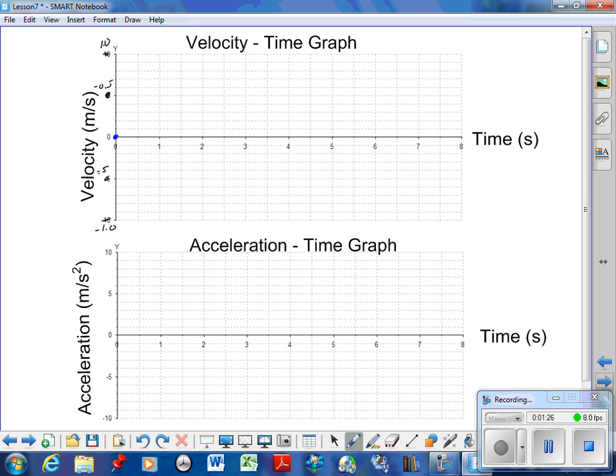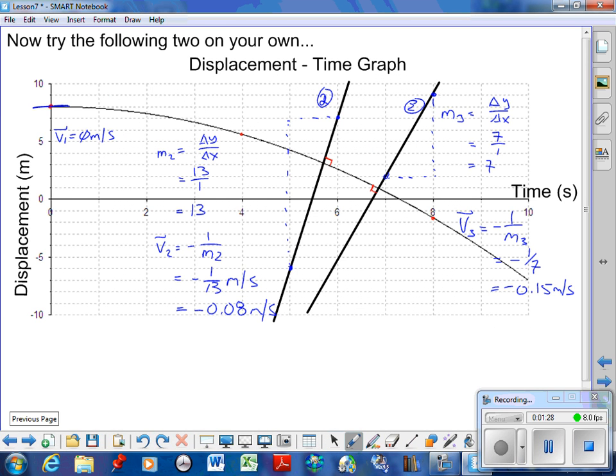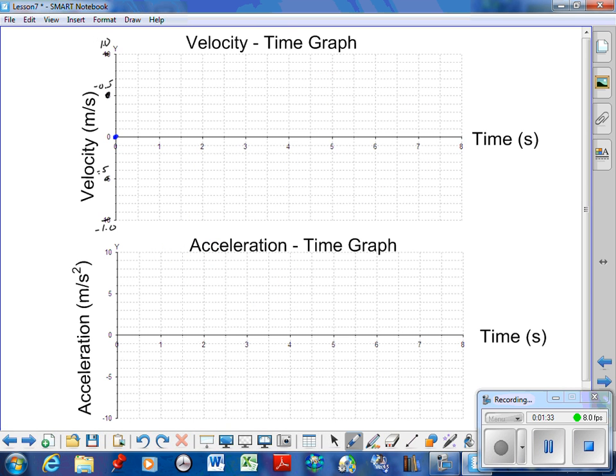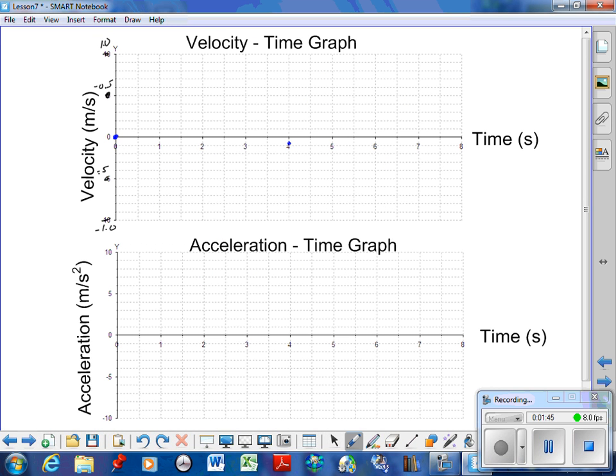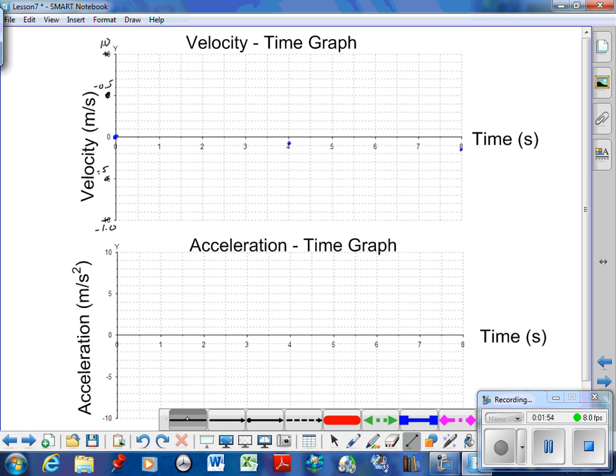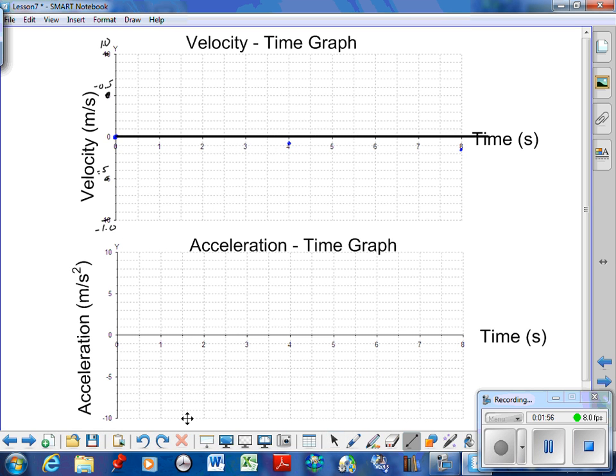So my first value was 0. The next one I took at 4 seconds, and I found it to be negative 0.08, so just a little under negative 1. So you can see you're staying tight to the x-axis, but it's an approximation anyway. And the last one was negative 0.15, so that was at 8 seconds, so negative 0.15, somewhere in there. So now you draw a line of best fit, so that's the one that best goes through all 3 points.